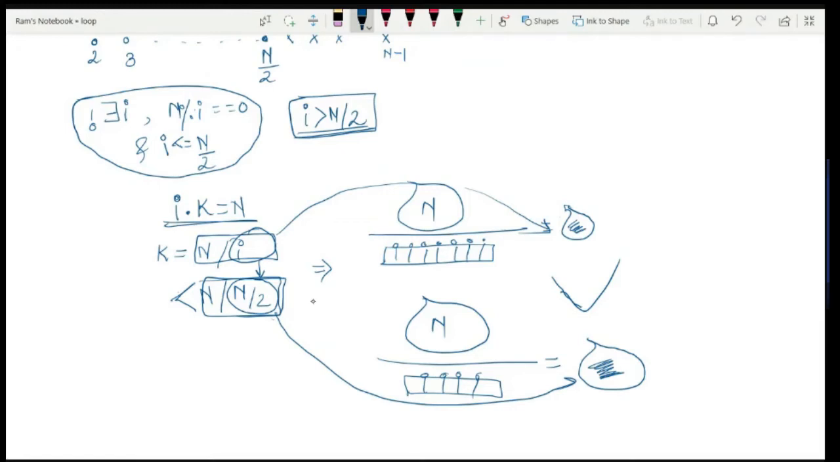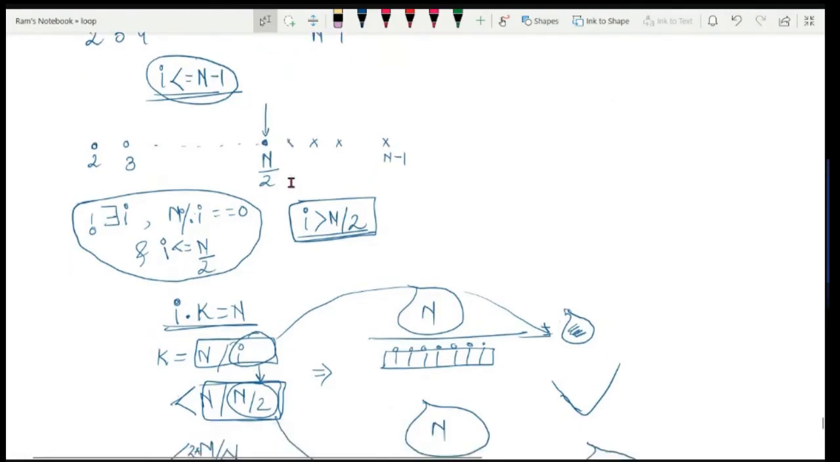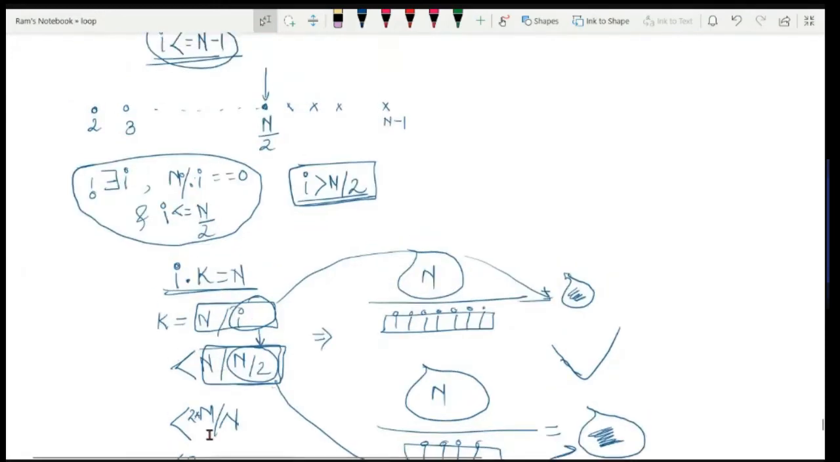So what is this then? k must be less than n by n by 2. We can simplify it algebraically a bit. n divided by n by 2 can be written as n multiplied by 2 over n. It means it must be less than 2. So if we have reached this point, and if there has to be a solution within this range, then that number k must be less than 2.